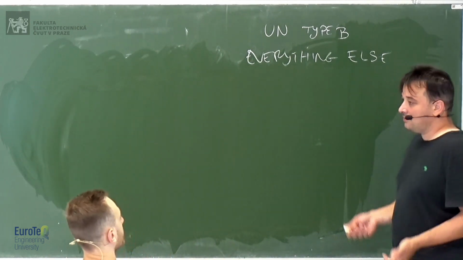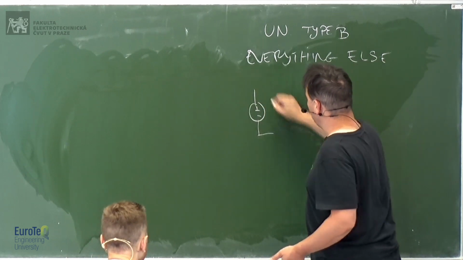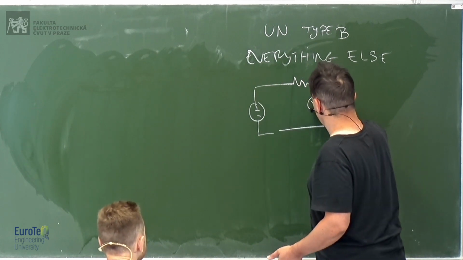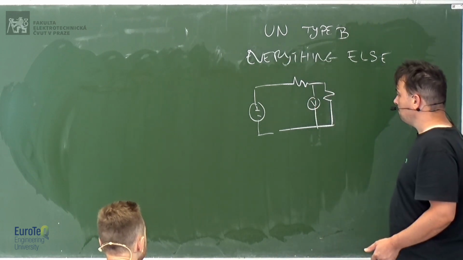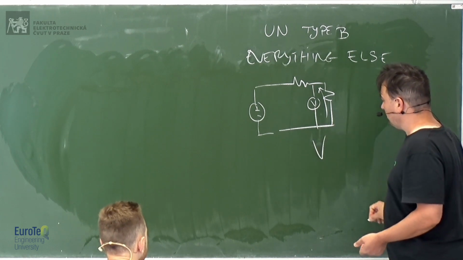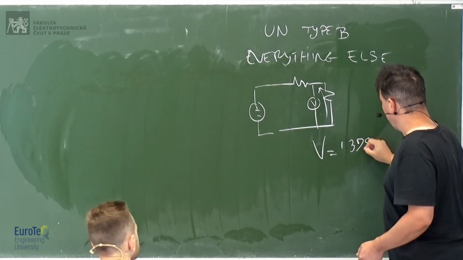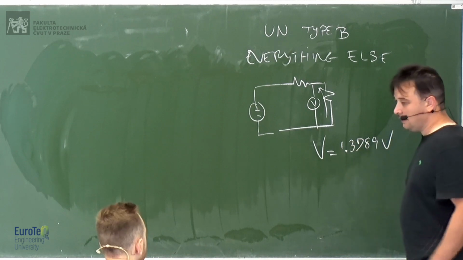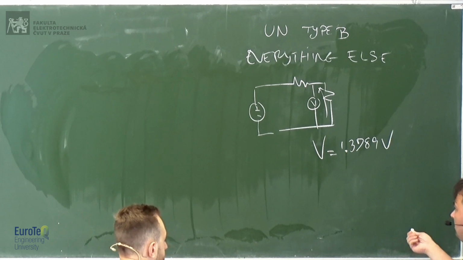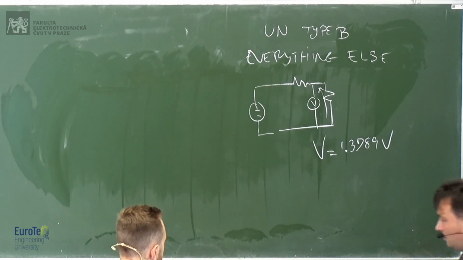The instruments themselves. Say you have a voltage source, one resistor, another resistor, and a voltmeter, and you want to measure this voltage in this circuit. You take your voltmeter and it gives you some number, say 1.3789 volts. And you don't know this value perfectly, because the voltmeter is not a perfect instrument.